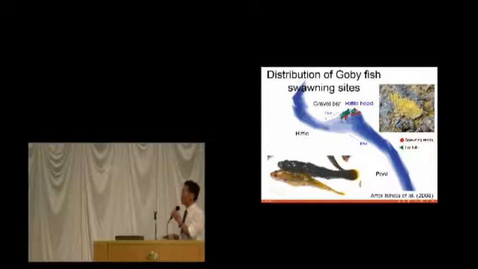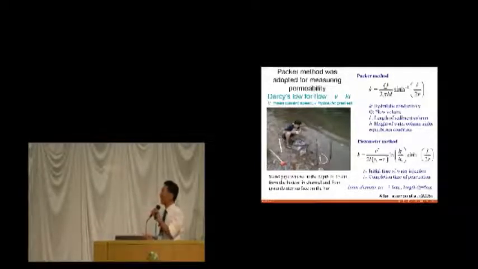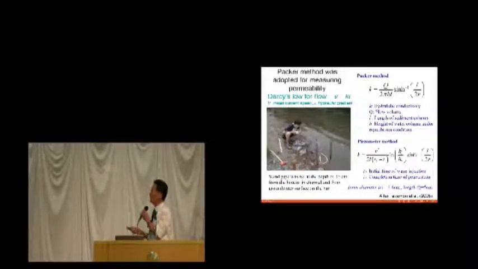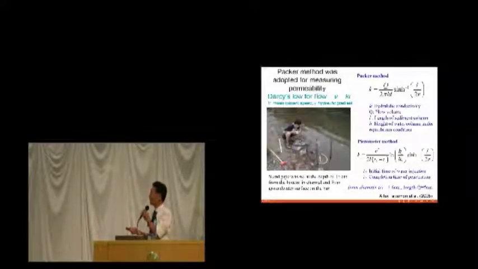And in order to make clear the exact hydraulic or chemical properties of the reef head, we made a permeability test using the Packer method, and we can get the current speed of the interstitial water using Darcy's law. We need only the hydraulic conductivity, using the difference of the gradient of the water and the interstitial K value. Then we can get the expected current speed.